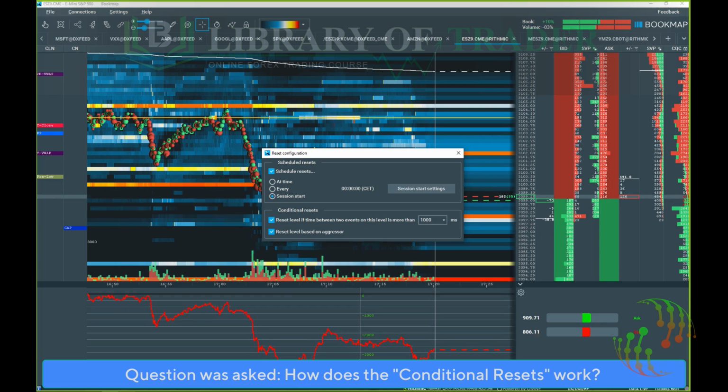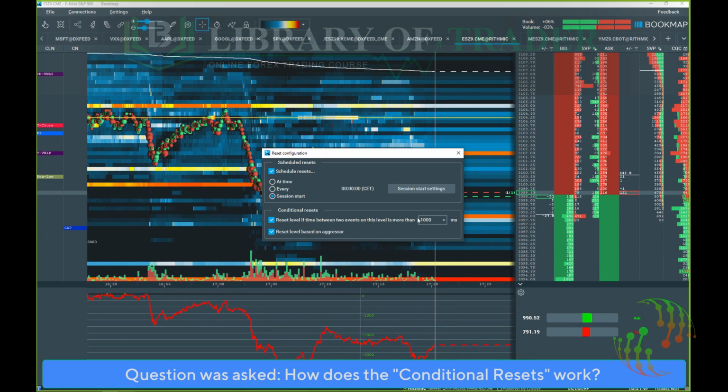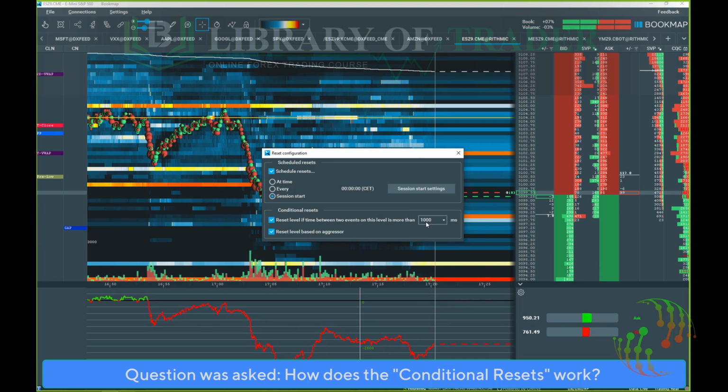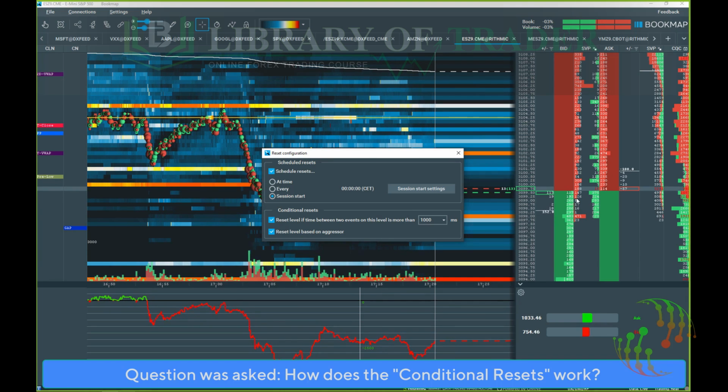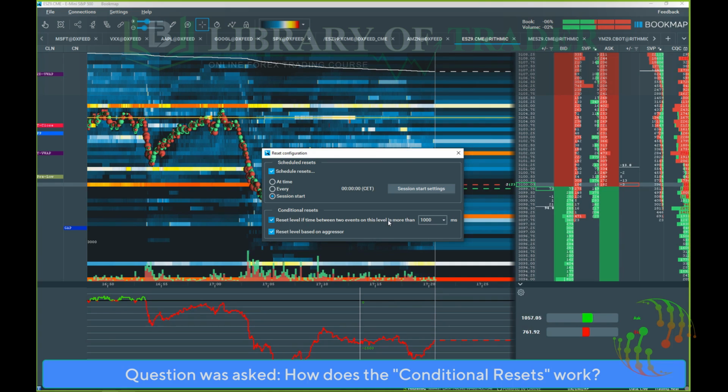That means if more than 1000 milliseconds passed since the last trade event. So when they are trading, nothing happens. But if there's no trading for 1000 milliseconds on that level, then this becomes true.